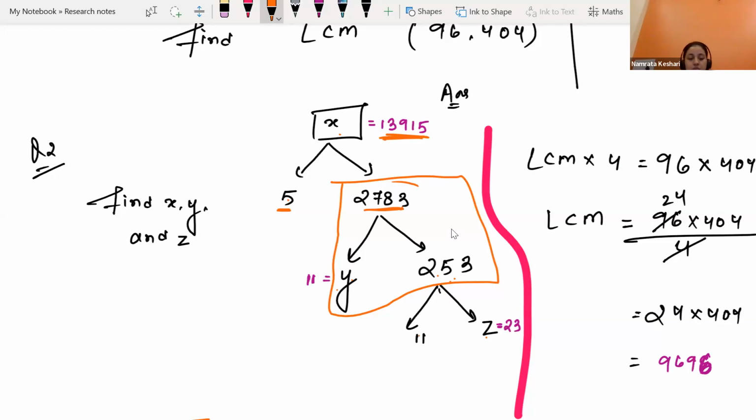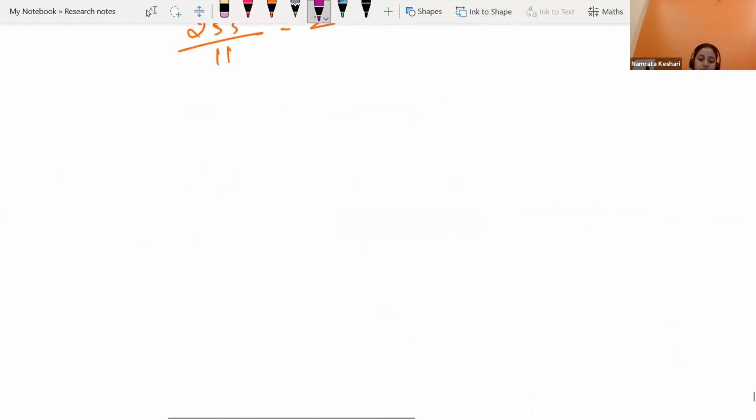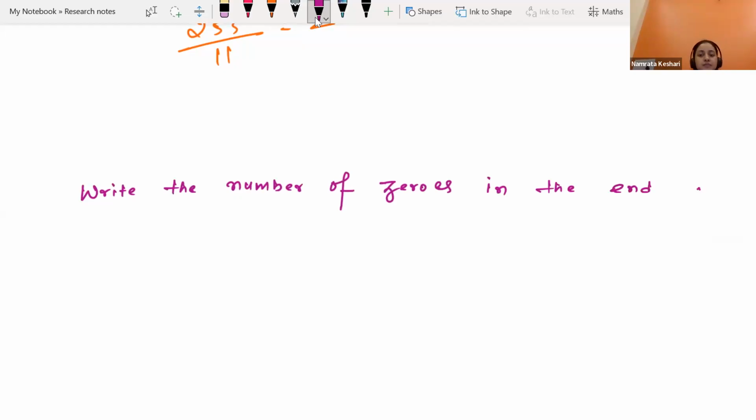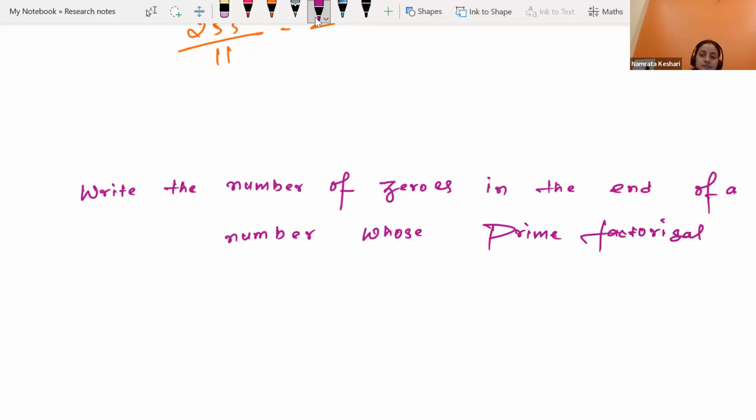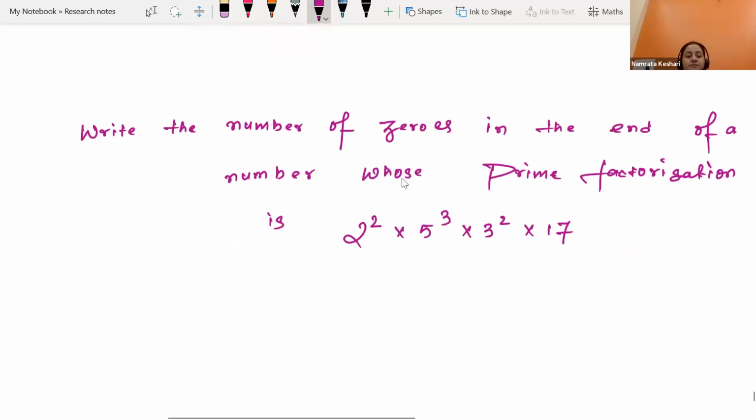Let's continue. Yes, Aisha, perfect. Write the number of zeros in the end of a prime factorization, which is 2 square, 5 cube, 3 square, 17. Please do it.